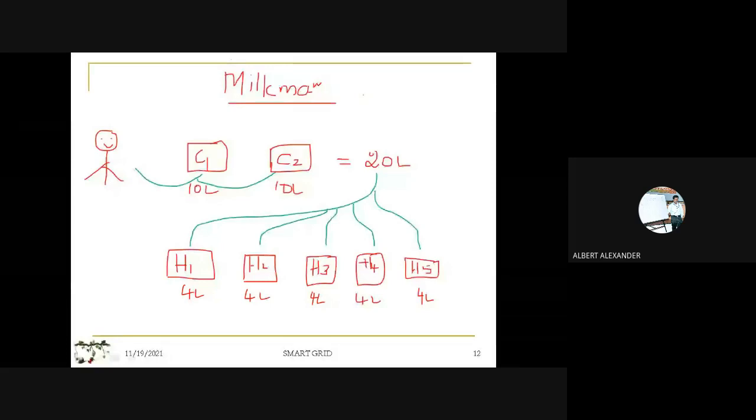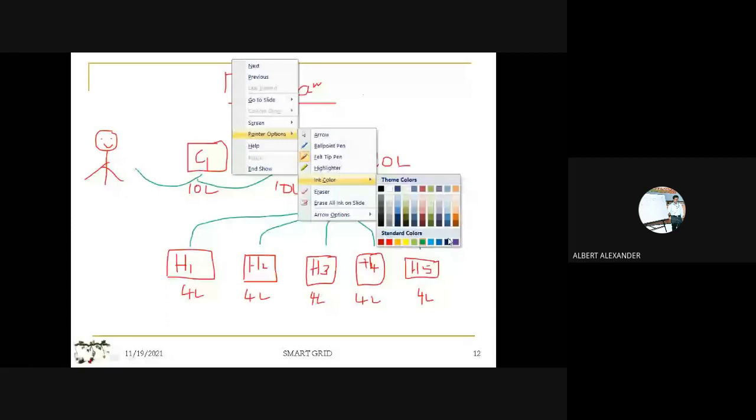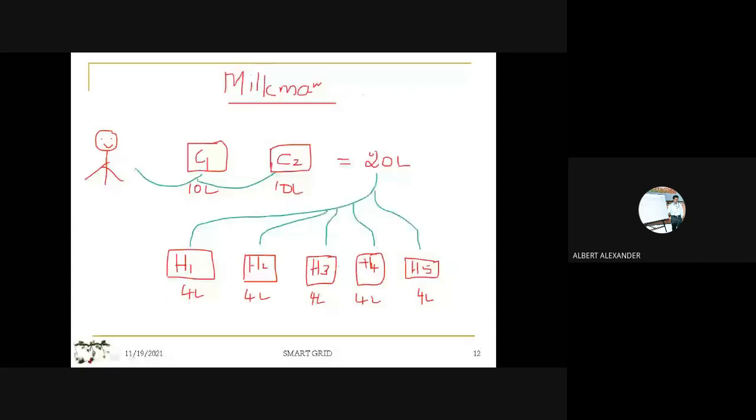Now what is the problem in this milkman story? For example, let me take house number 2. They say, okay milkman, I don't want the milk for 2 days. We are going to our native place. So the milkman has an excess of 4 liters of milk.